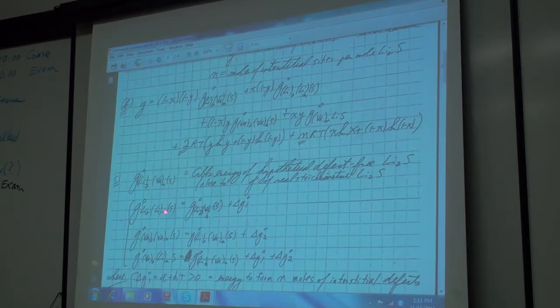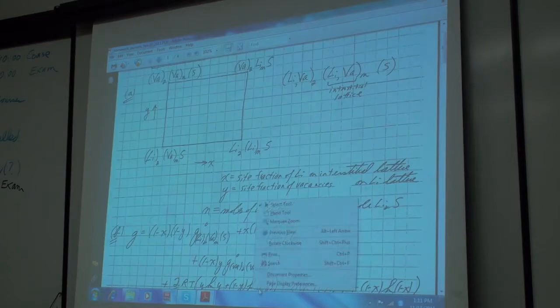Okay, so the G zeros of these three corners are what I call the formalism parameters. They aren't numbers that represent real compounds or anything. They're the numbers that you put into your formalism. The model parameters are things that have physical meaning.